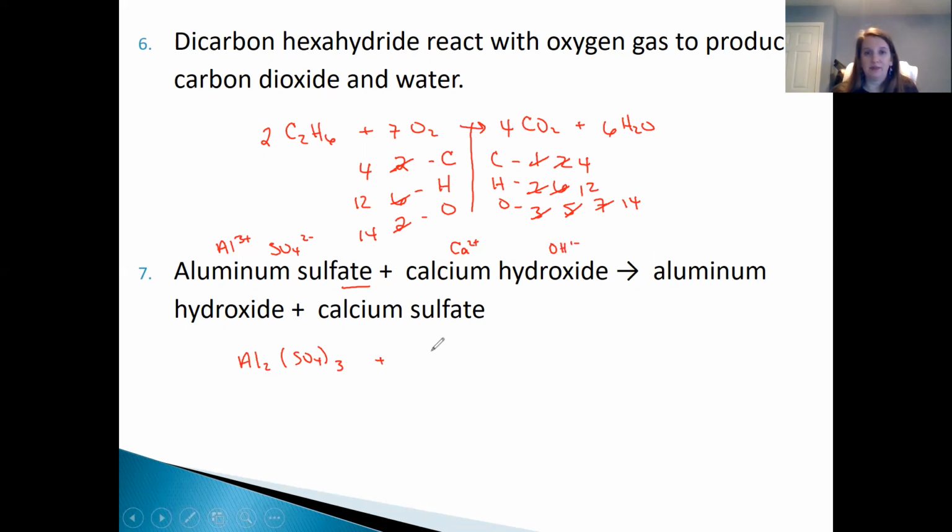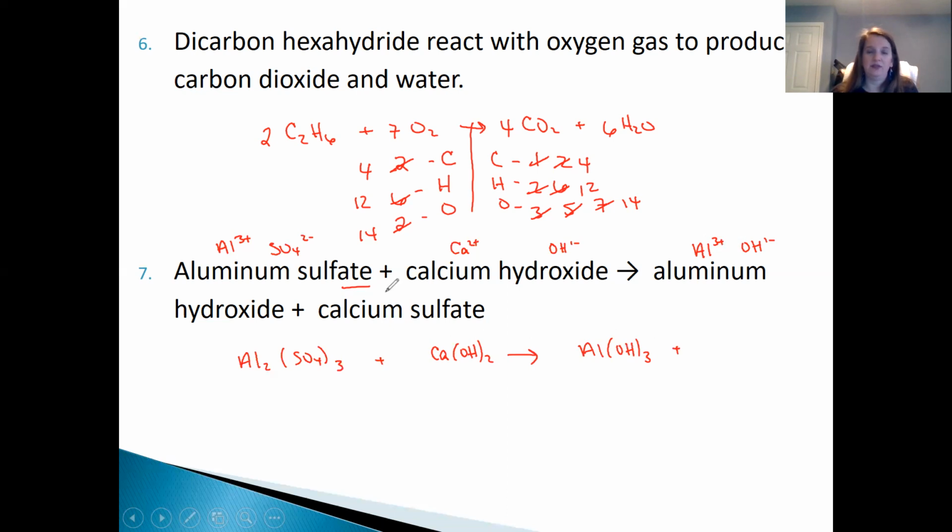So the formula for calcium hydroxide is going to be Ca(OH)2. The OH has to be in parentheses because remember, if we're going to have more than one, we have to put that in parentheses. Yields aluminum hydroxide. So remember, aluminum is going to be +3 because it's in group 13. Hydroxide is OH -1. So aluminum hydroxide is going to be Al(OH)3.